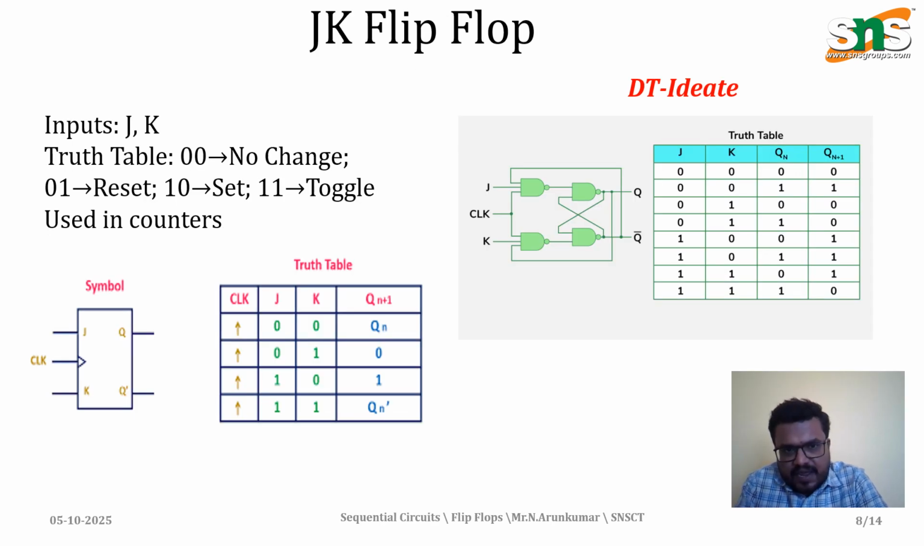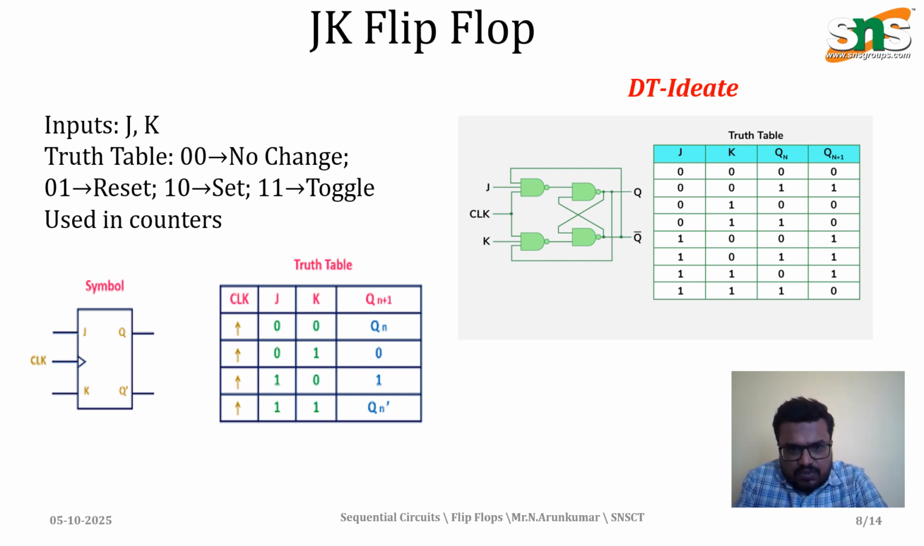JK flip-flop. Same as the SR flip-flop, but the condition varies for the JK flip-flop. For example, for 00 the output is Qn, for 01 it is 0, for 10 it is 1, and for 11 it is Qn bar. This will be implemented for this truth table. For example, for J=0, K=1 with Qn 0, the next state is also 0. For 11, the output is Qn bar: if the value is 1, then Qn bar is 0, and if the value is 0, then Qn bar is 1. Like this we need to implement for this table.